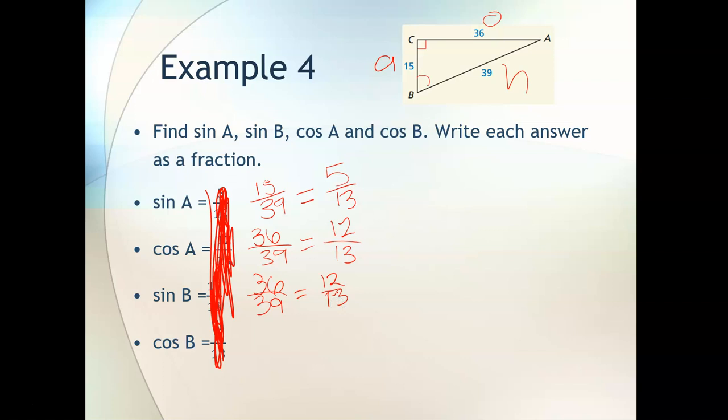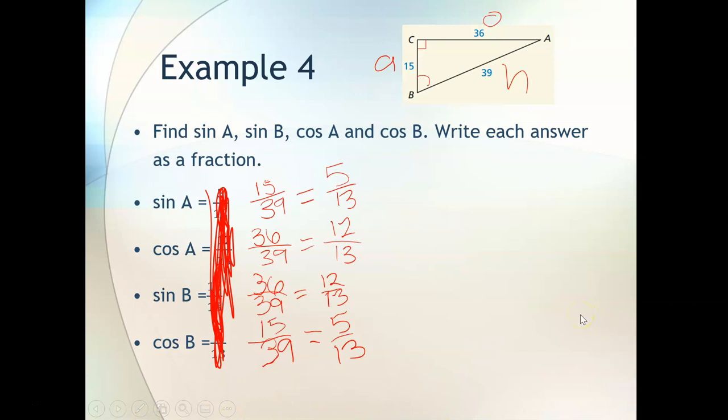Okay, then I have cosine, which is adjacent over hypotenuse. What's my adjacent side? 15. And my hypotenuse, boys. And this simplifies, that 3 is ugly. This simplifies to what? 5 over 13. Okay, questions there? That's it. I think that's it. But let me double check. There might be one more slide.